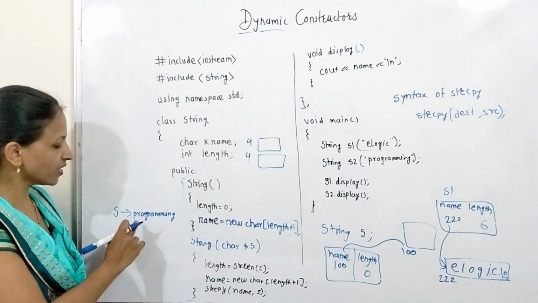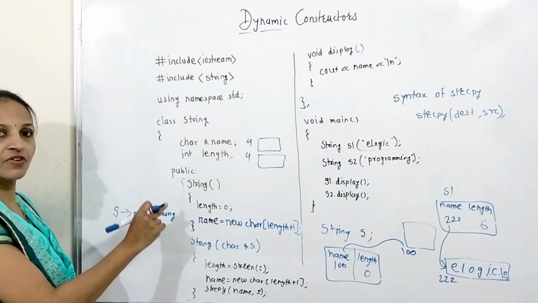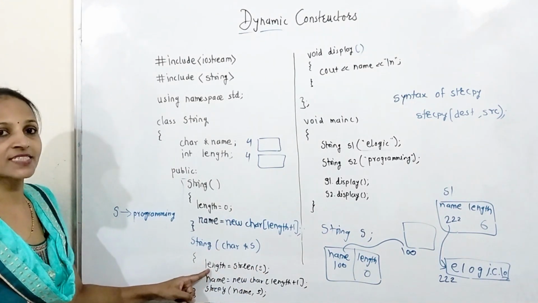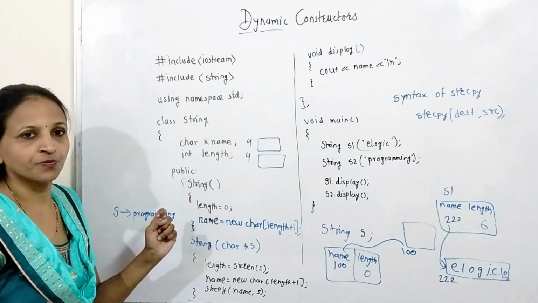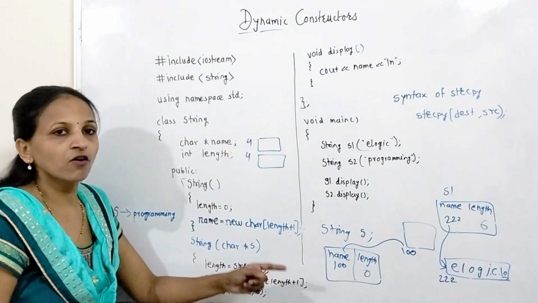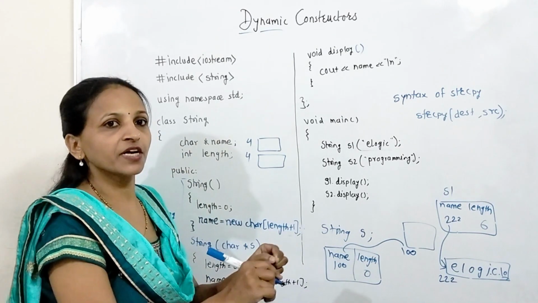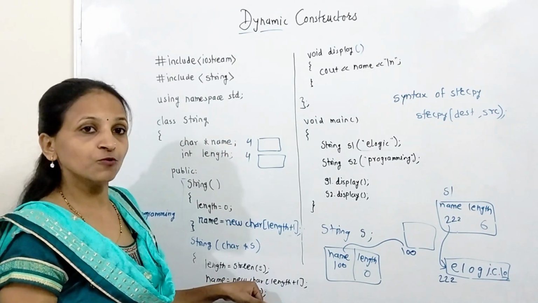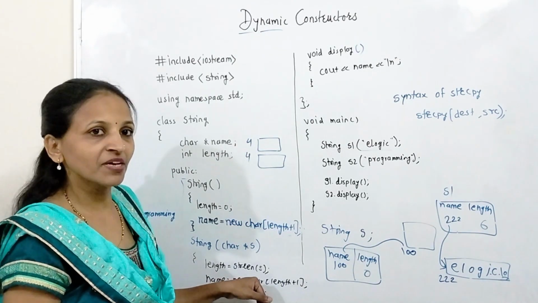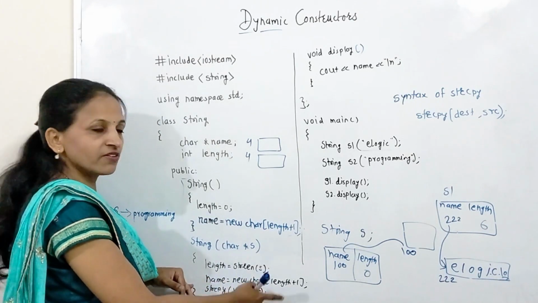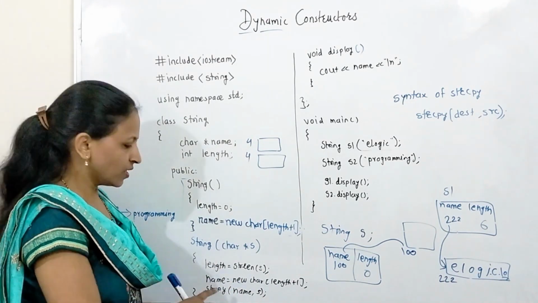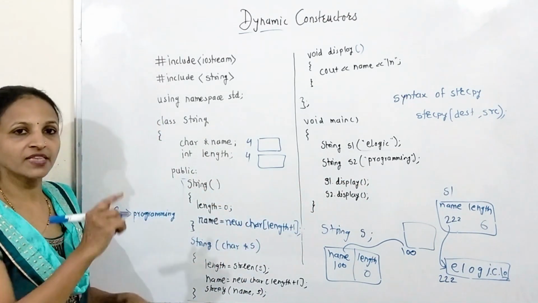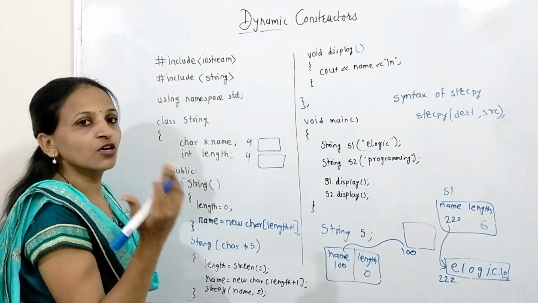Getting? And now again whatever length of that programming string will be computed with the help of this strlen function, that will get stored inside the length data member of that S2. Next, name will have the address of that newly allocated block. Here length plus 1 space will be allocated using the new operator, means dynamically, and whatever address gets returned will get stored inside name of that S2, and then whatever string we have passed, like programming, will get copied in that newly allocated block.